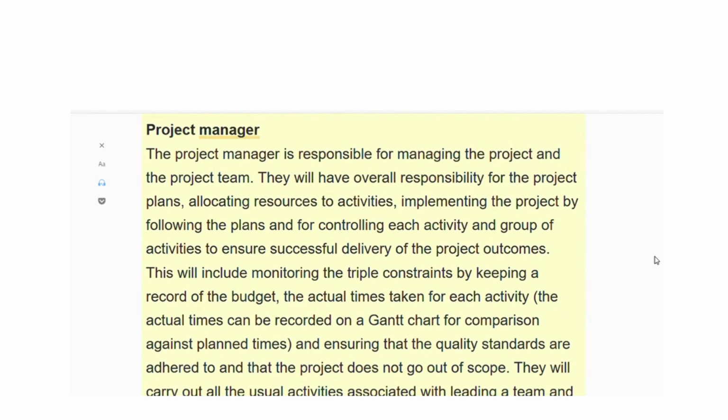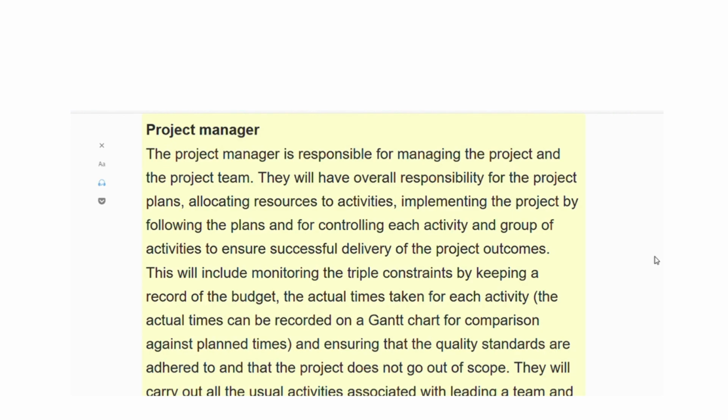Project manager. The project manager is responsible for managing the project and the project team. They will have overall responsibility for the project plans, allocating resources to activities, implementing the project by following the plans and for controlling each activity and group of activities to ensure successful delivery of the project outcomes. This will include monitoring the triple constraints by keeping a record of the budget and the actual times taken for each activity. The actual times can be recorded on a Gantt chart for comparison against planned times, and ensuring that the quality standards are adhered to and that the project does not go out of scope.